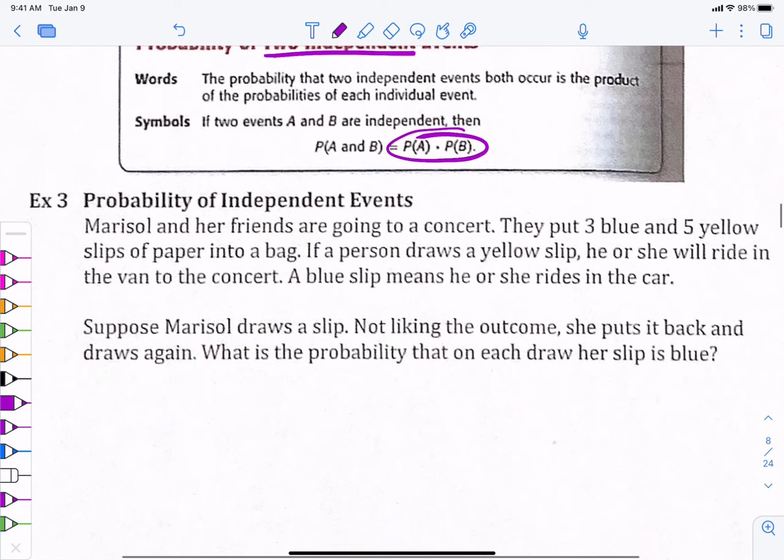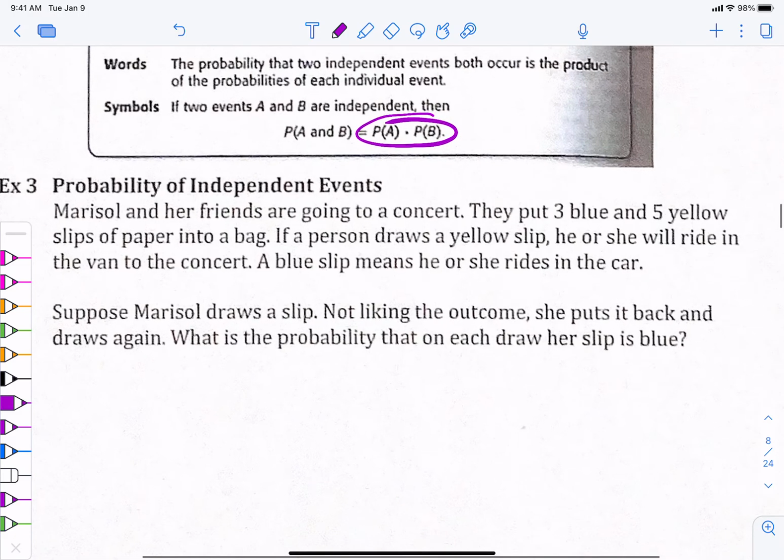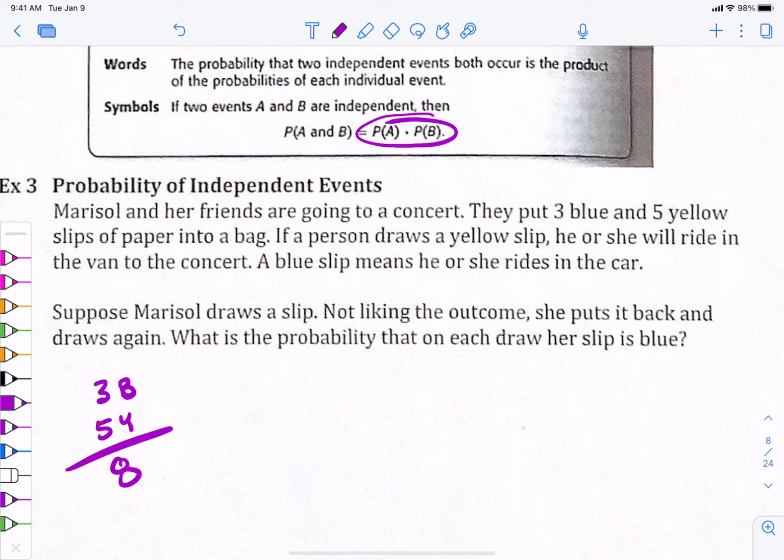Okay, all right, example 3. Marisol and her friends are going to a concert. They put 3 blue and 5 yellow slips into a bag. I'm going to label this down below: 3 blue, 5 yellow, which makes a total of 8. I know they're going to ask me that, so I'll put them down below and then I don't have to reread. If a person draws a yellow slip, it means that they are going in the van. If they draw a blue slip, that means they are going in the car. That's what those things mean.